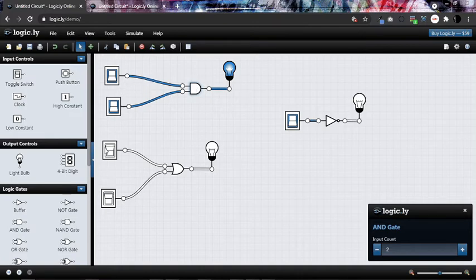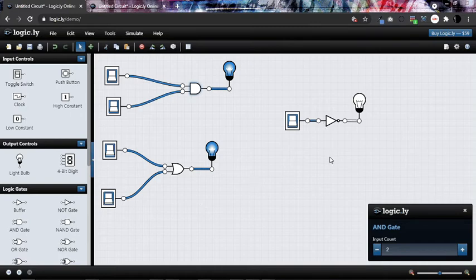Next, OR gate. OR gate performs addition function, which means if any one of the inputs is 1, then it produces 1 as output. In this case, one input is 1. In this case, both the inputs are 1. In both the cases, the output was 1, which means OR gate performs addition function.